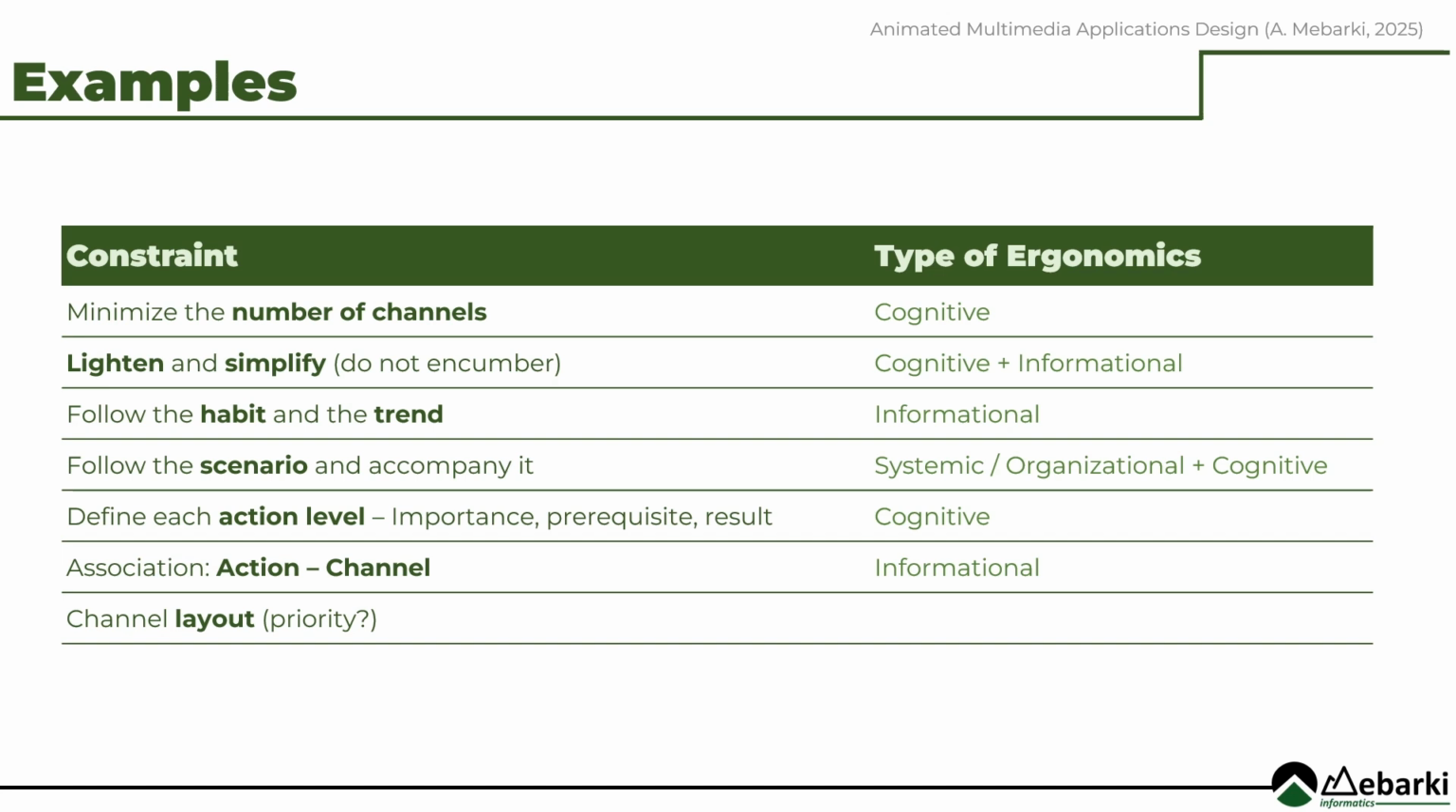Seventh, channel layout, priority. Physical ergonomics plus informational ergonomics. The spatial and temporal organization of communication channels, such as screen zones, sound directions, or tactile stimuli, must respect perceptual fields and attentional priorities. It combines physical perception principles with information layout design.